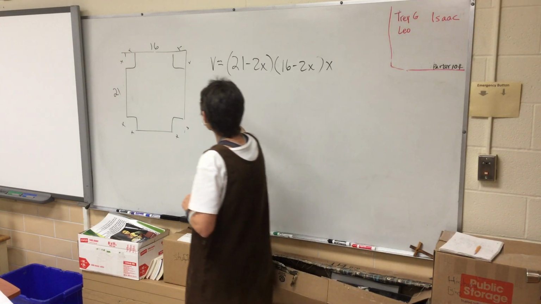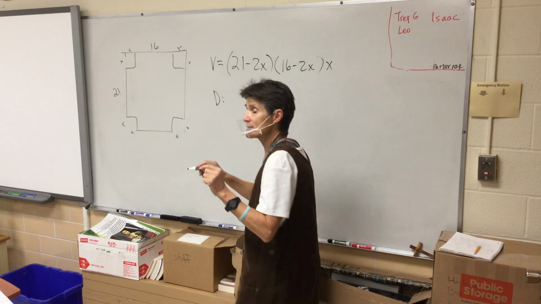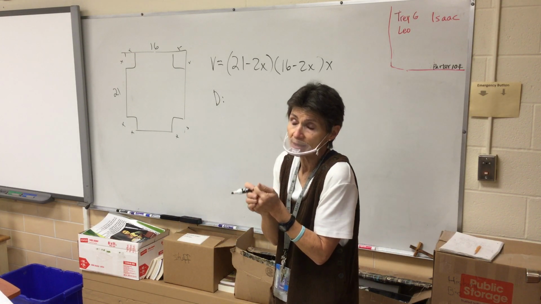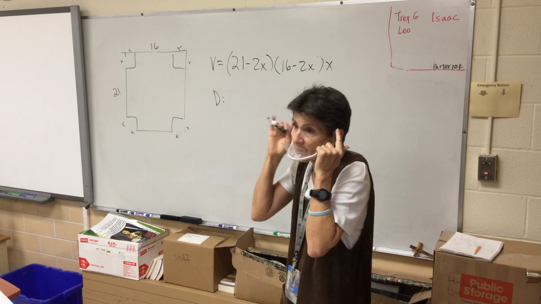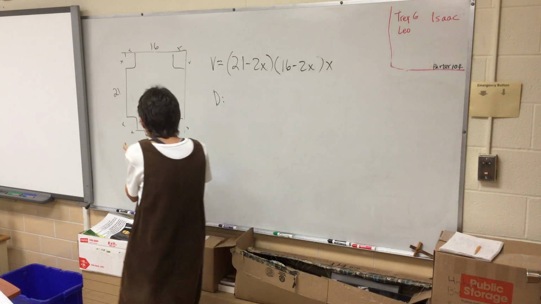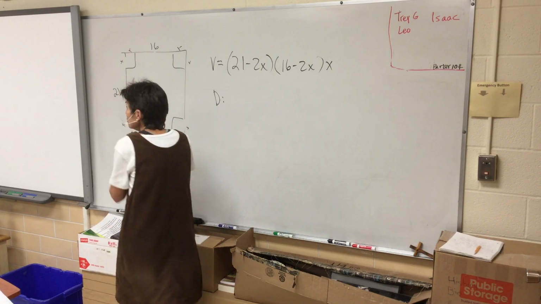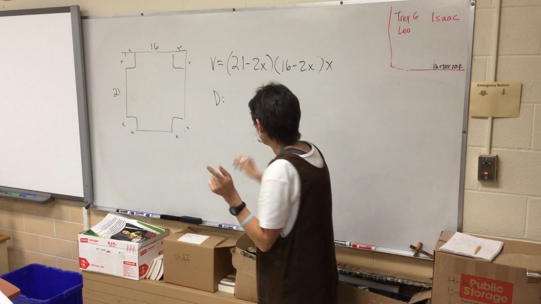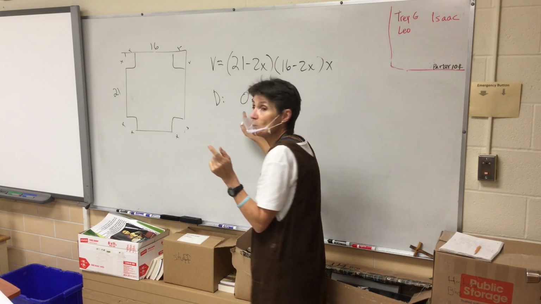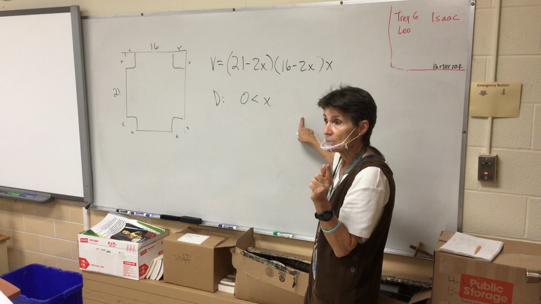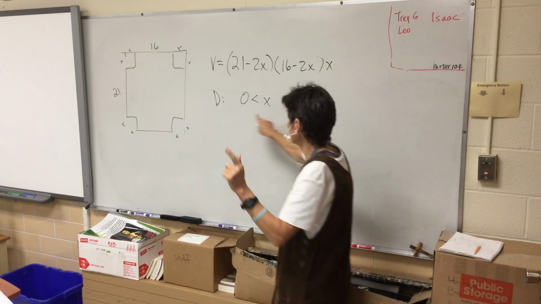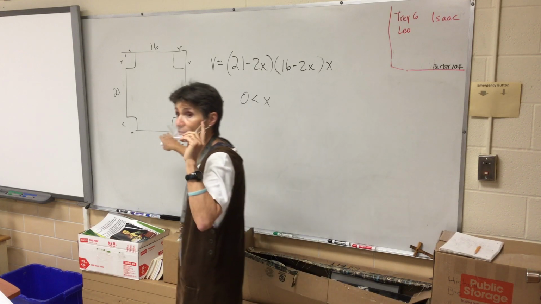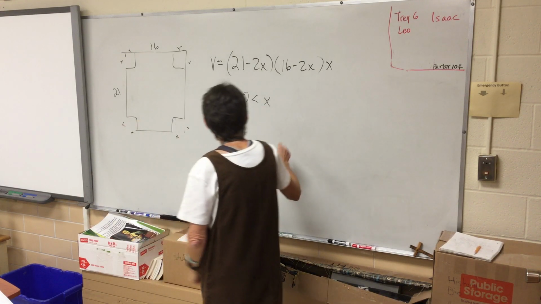Now we need to talk about the domain. The domain is simply what x values are allowed in this problem. Think about it. How big of pieces could you tear off? Well, x has to be somewhere between 0 and something, right? You can't rip off negative paper, so the bottom boundary is going to be 0. What is the upper one for this one? 8. And why is it 8, Annie?